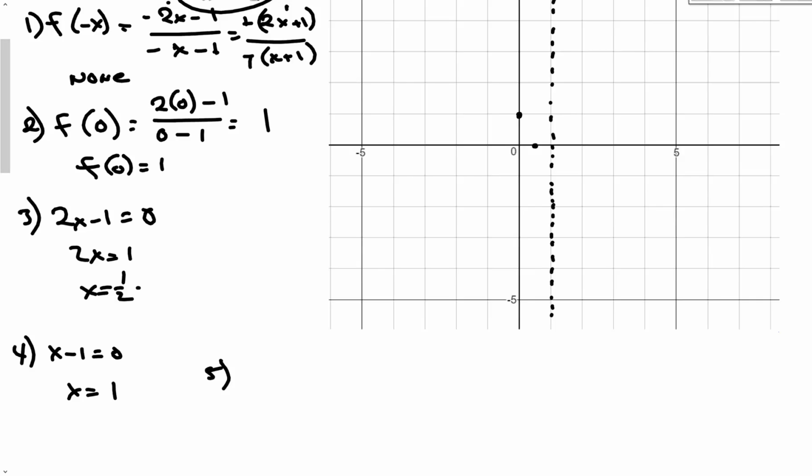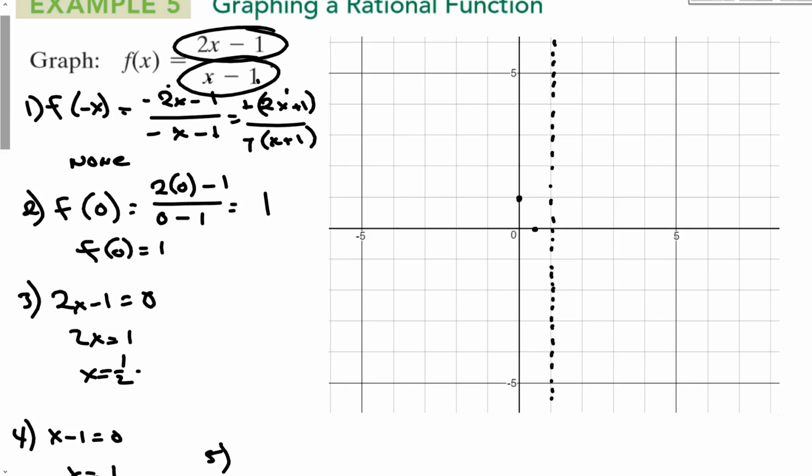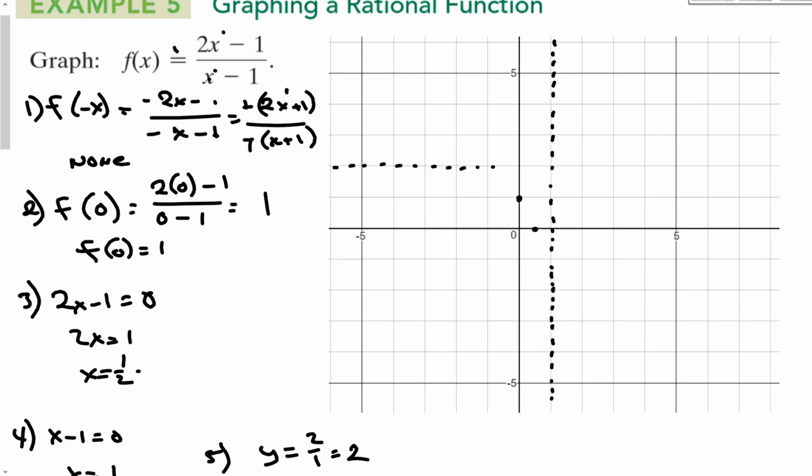Step 5 is going to be to find the horizontal asymptotes. If I look at this function, notice the degrees are the same. So we take the two coefficients divided by each other, 2 over 1, which equals 2. That means this graph has a horizontal asymptote at 2. Draw that in there.